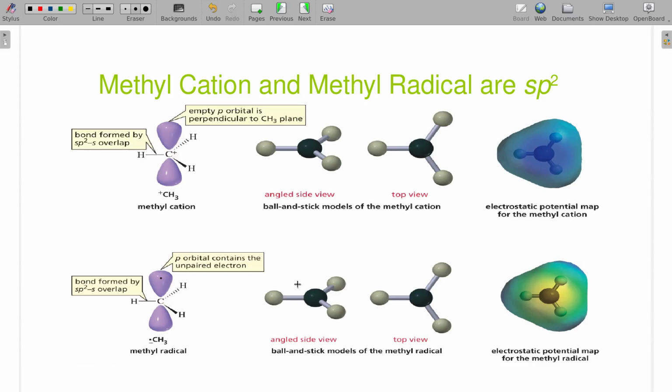And that lone electron's in a p orbital, which does affect the electron potential map, because that 1 electron is located right in that p orbital, going up and down through the middle of the molecule, but it's not actually affecting the shape of the molecule.